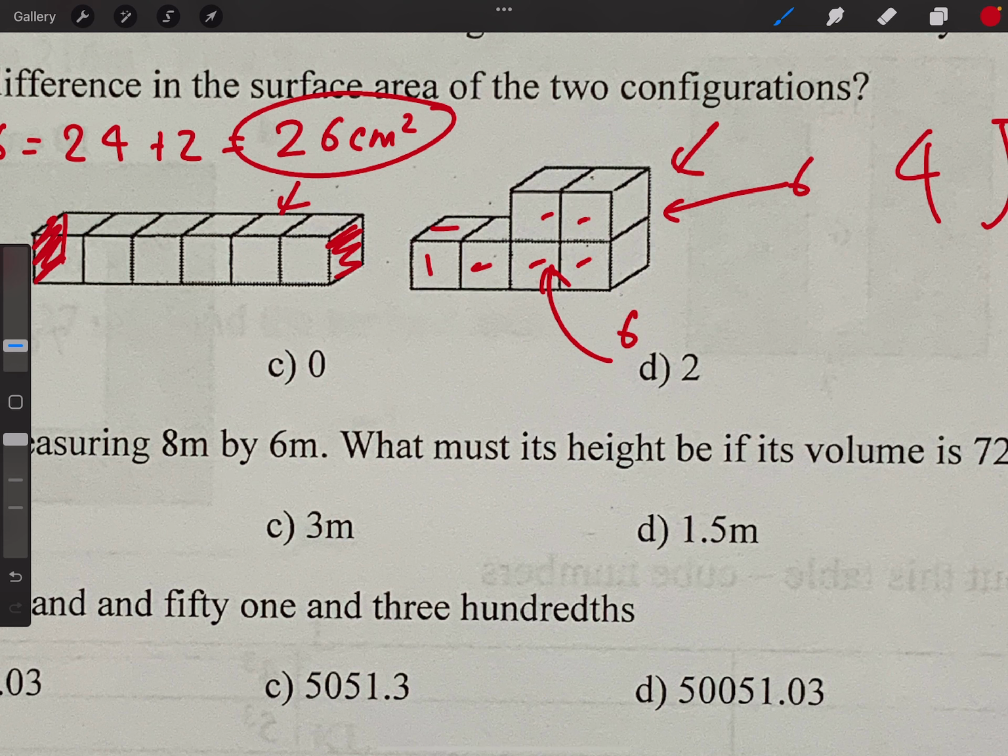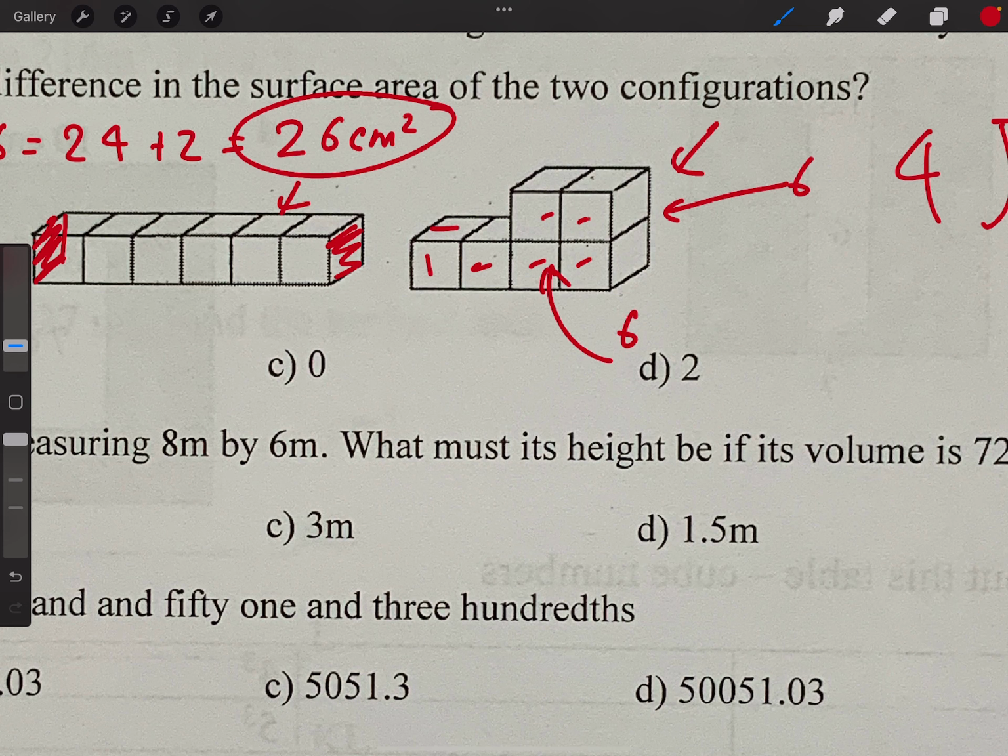So plus another 4. All together, what do we get? We get 12. 12 plus 5 is 17. 17 plus 3 is 20. 20 plus 4 is 24. So the surface area of this shape is 24 centimeters squared. Now it says, what would be the difference in the surface area? What's the difference? How much more or less is one of them compared to the other one? So one of them is 26, the other one's 24. Difference, just do a subtraction, okay, and get the answer.